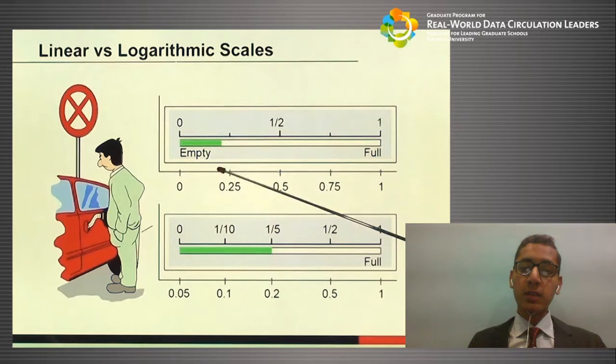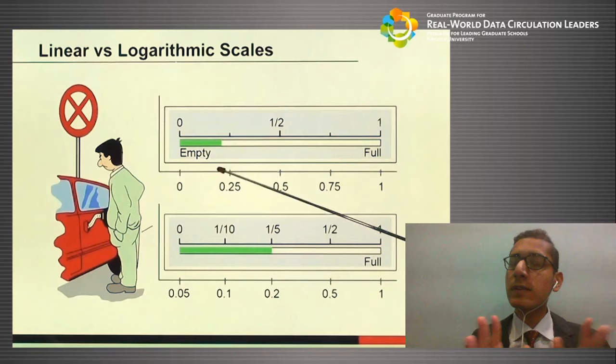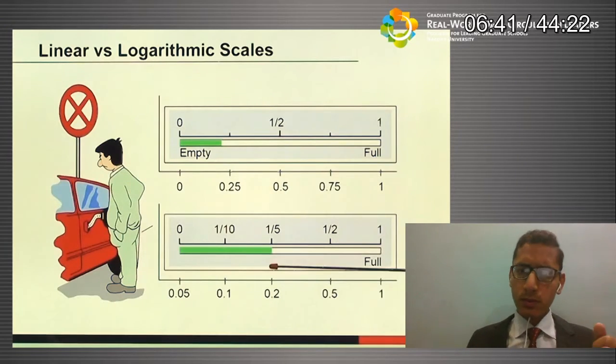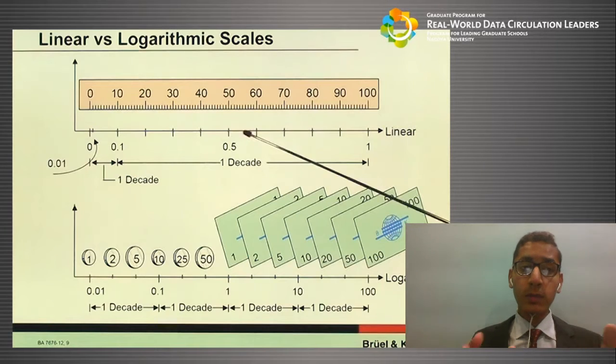Now, in the linear scale, it shows that our tank is almost a quarter full, while in the logarithmic scale, it shows that our tank is half full. Now you see these two different values. Why do we use them? Why do we use the logarithmic scale if it is so wrong? Now we will be explaining that in the coming slide. Why is it so important that we have to consider it?